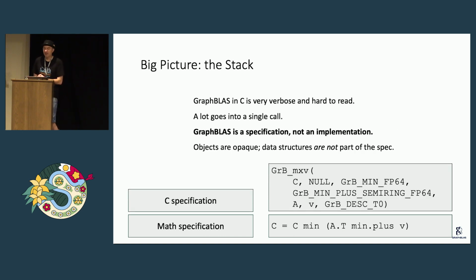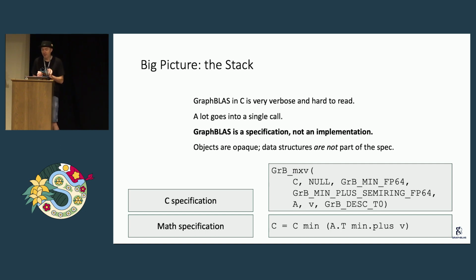On top of the math, we actually need to reify this into a specific C API. And the C API tends to be very verbose, and it's kind of hard to read if you don't know what all these fields mean. And even if you do, it's a lot to take in. Because there's a whole lot that goes into a single call, because you need to have the outputs, the accumulator, the mask, the semiring, the inputs, and whatever this descriptor thing is at the end.